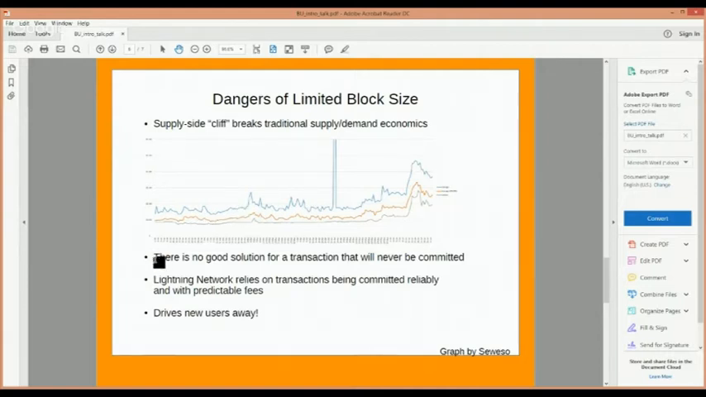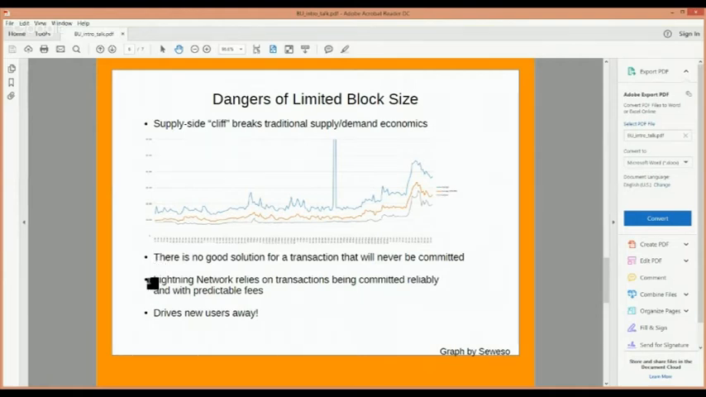Secondly, there's no good solution for a transaction that will never be committed. If an end user accidentally issues a transaction with a fee that's incredibly small, then their wallet will show that that money is spent, yet it will never arrive at the destination. It ends up in some weird limbo. If you're a software engineer, I know how to recover that money, although it would be a pain in the butt, but for a lot of end users, it just provides a very negative experience, right?